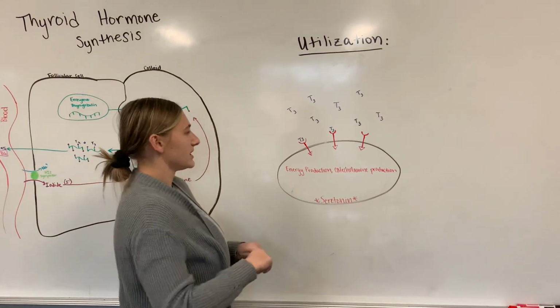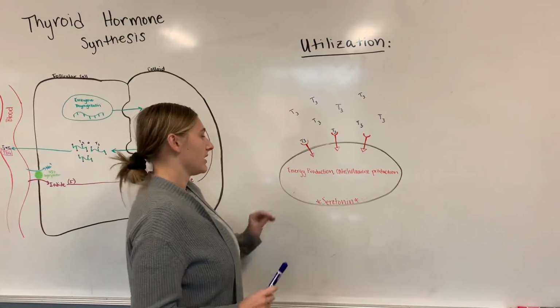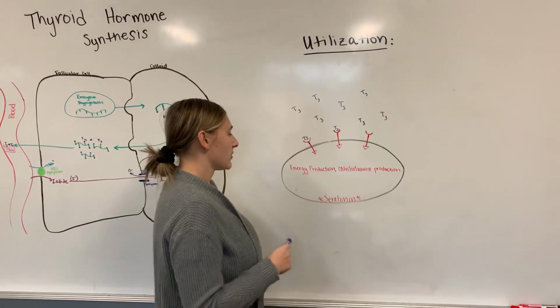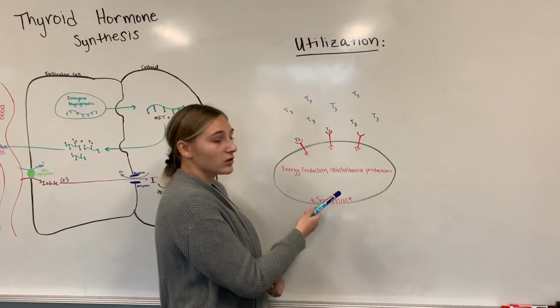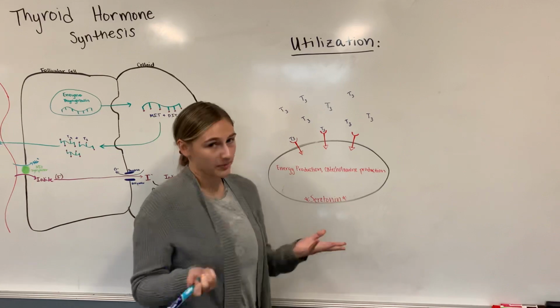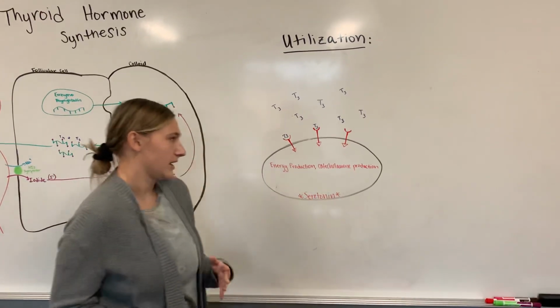So what happens is this T3 is going to come from our blood and go onto a receptor of our brain. And here when it attaches, it is going to cause a lot of great things like energy production, catecholamine production, which are like our happy hormones, and then serotonin production and uptake.